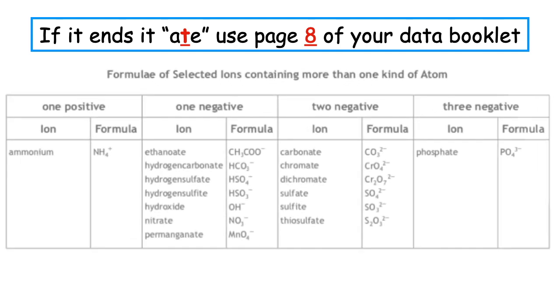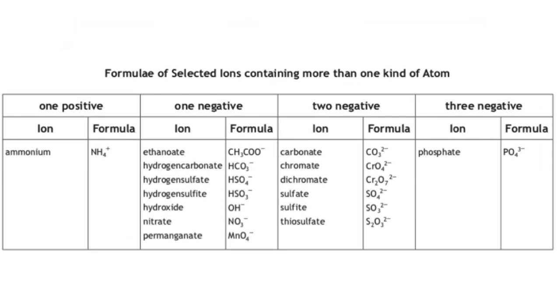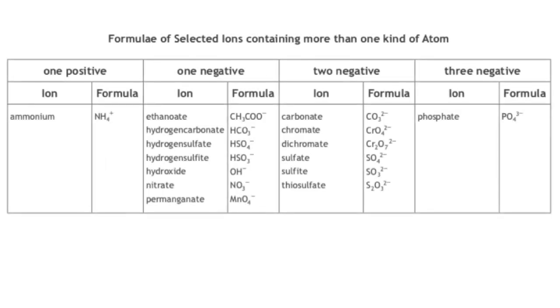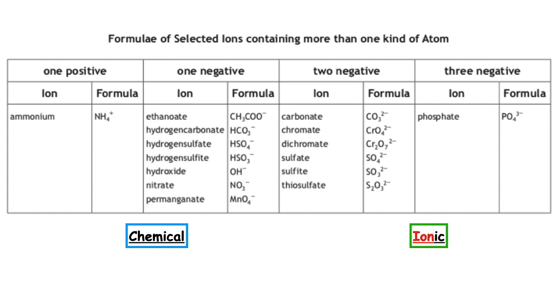What we have here is a table of selected ions. What we can see is that these ions contain more than one type of element. These are known as group ions. If a compound ends in "ate", we do need to use page 8 of our data booklet. We have to be able to write the chemical and the ionic formula for compounds which contain these group ions, and we have to make sure that we've got it in the correct format.